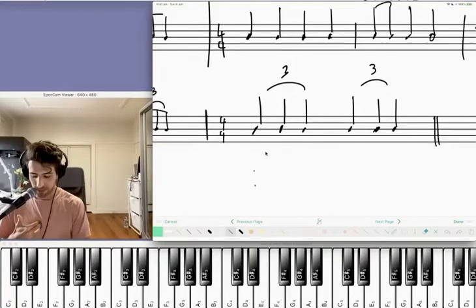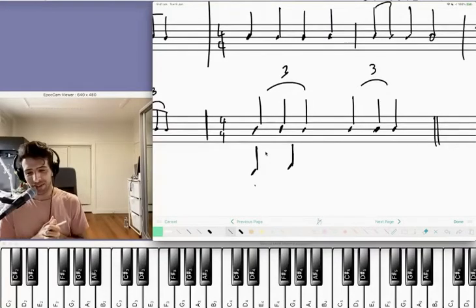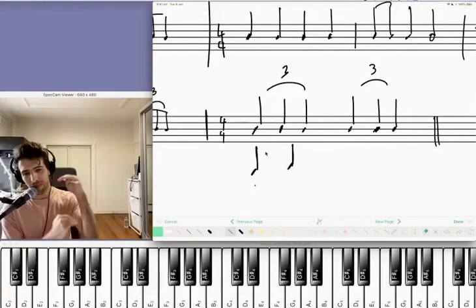A tricky thing with the triplet is that the strong beats occur in between the second and the third portion of the triplet.